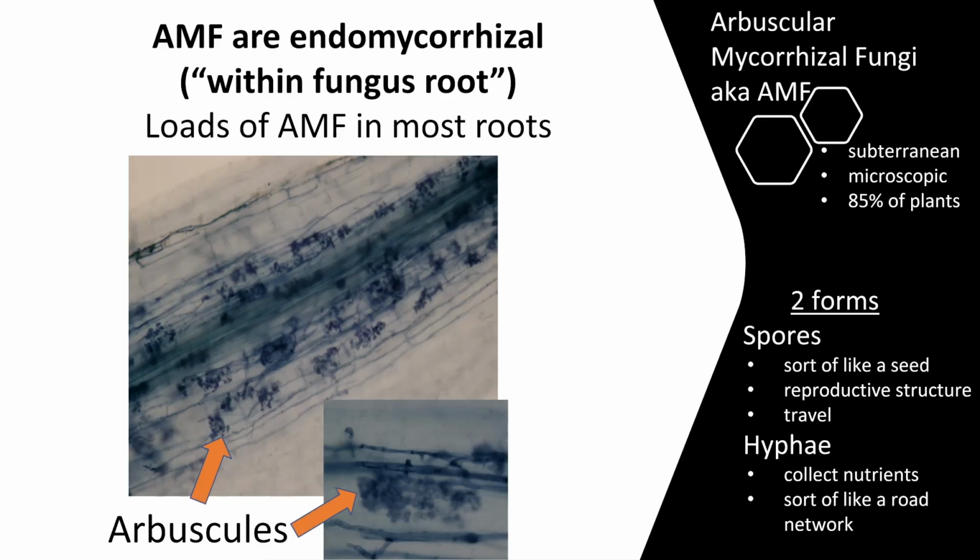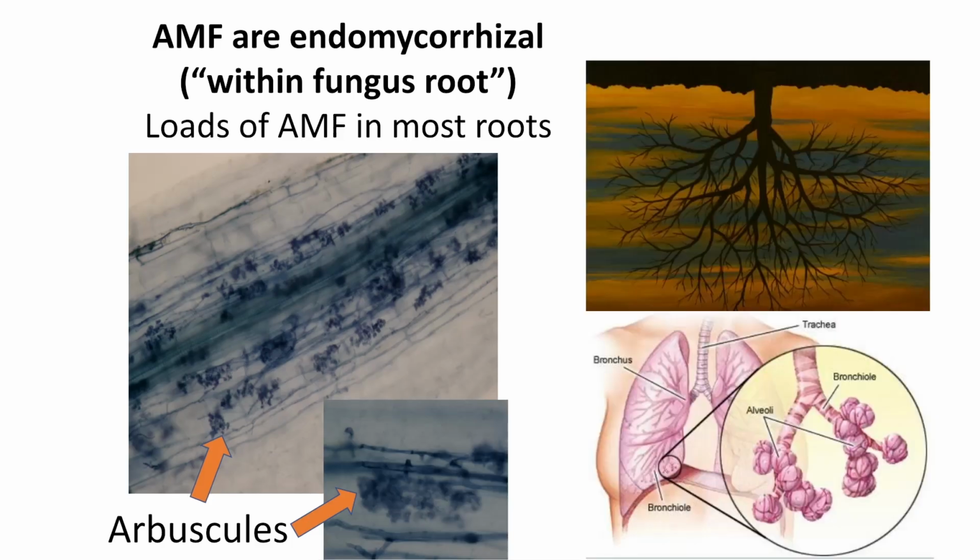These are other examples of branchy things in nature. Arbor, like arbuscule, a tree, does the same sort of thing to capture sun. And then our lungs, alveoli, branch out to collect oxygen. So similar strategy, but for fungi inside roots.